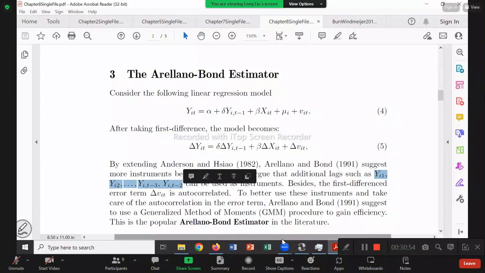Nowadays, basically everybody uses the Arellano Bond estimator. So the Arellano Bond estimator is more popular. Anderson and Hsiao, that's the very first one who solved the problem, but nowadays nobody uses Anderson and Hsiao. Everybody uses the Arellano Bond estimator.